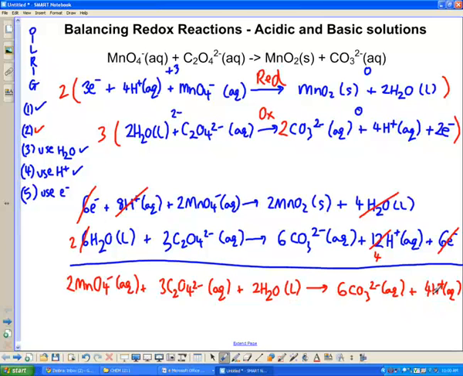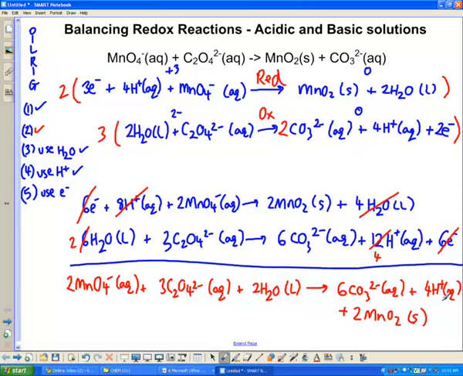4 hydrogens, 4 hydrogens, 6 carbons, 6 carbons, 2 manganese, oh I forgot the manganese, hang on, plus 2 Mn, that's kind of important not to forget stuff. So 2 manganese, 2 manganese. Now oxygens, 8, that's 12, so that's 20, that's 22. That's 18, that's 4, that's 22. All right, so all our atoms balance.